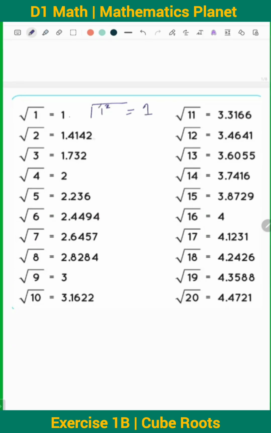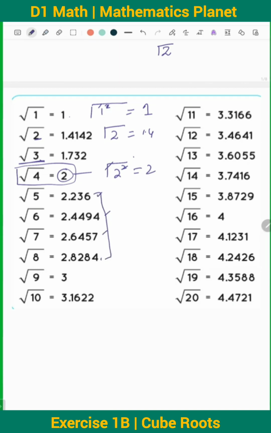Now what about 2? Can you write 2 in the form of square? No, you cannot write. So on your calculator, if you press square root of 2, you will get a decimal answer 1.4. Similarly, square root of 3 will give you a decimal answer. But square root of 4, what will happen? Can you write 4 as 2 square? So square will cancel with square root and you will get the answer 2. So 5, 6, these all decimal questions you have to do on your calculator.